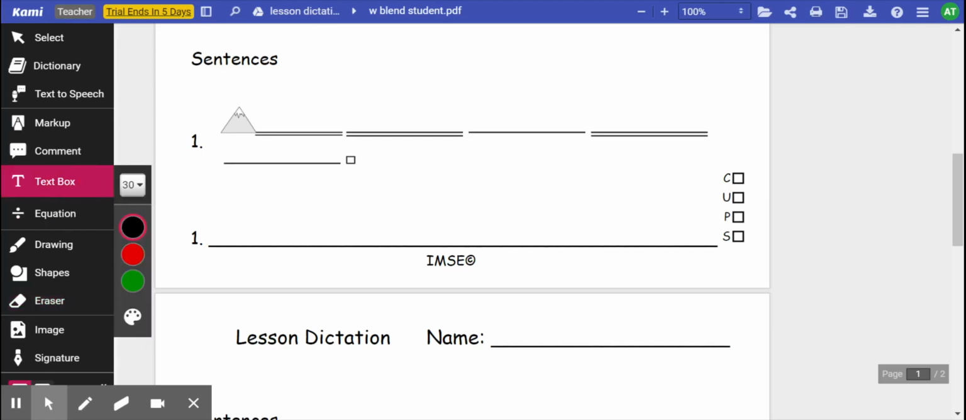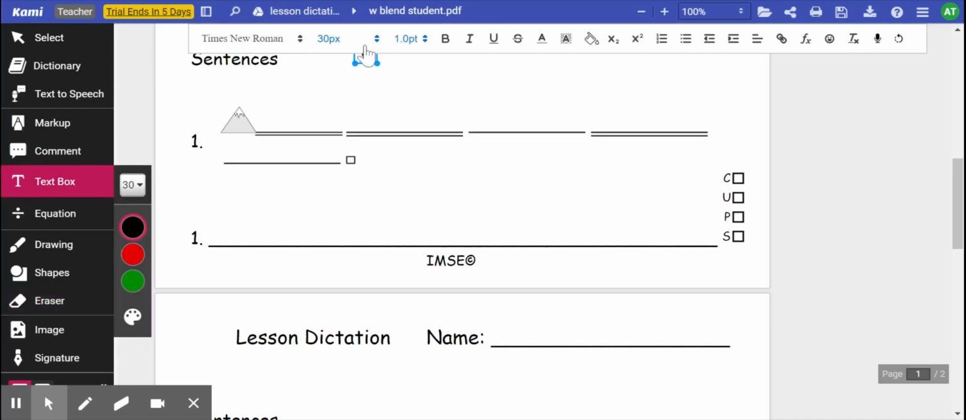Hello, students. We're continuing with the W blends, but this time we're doing sentences, so you know that they have S, swa, twa, or dua. But these are all sight words, and so let's review CUPS.